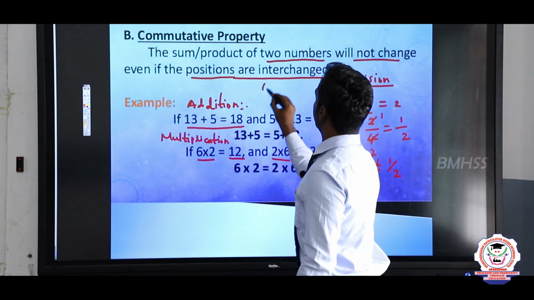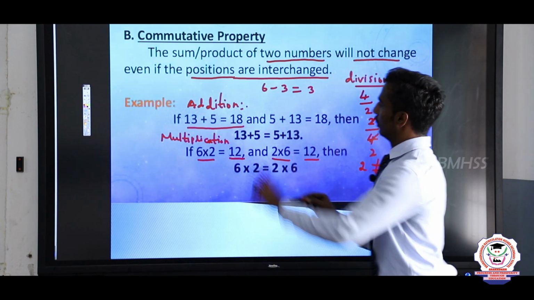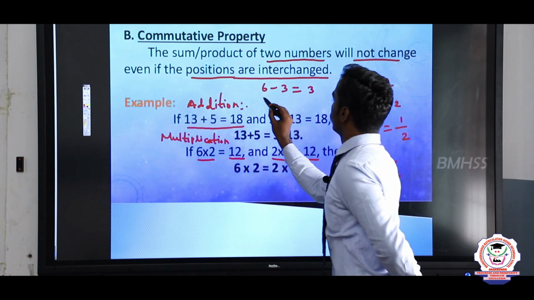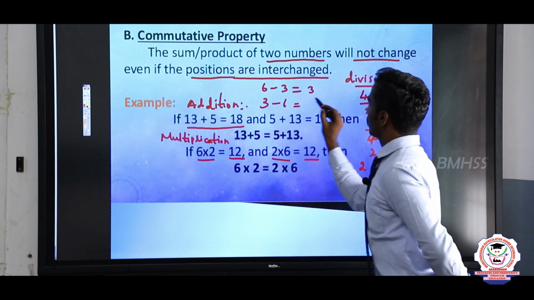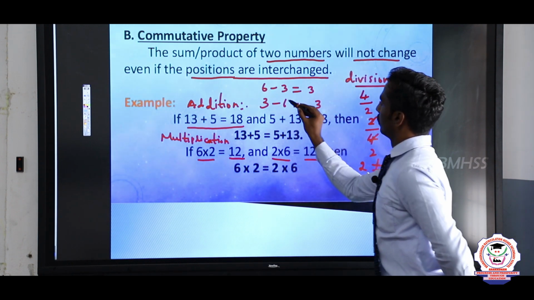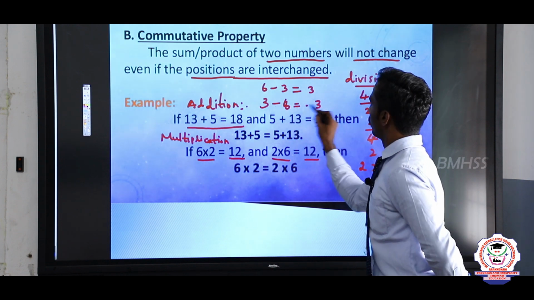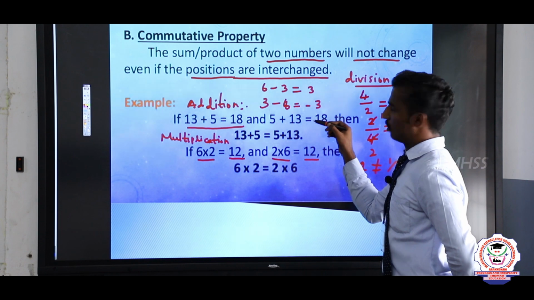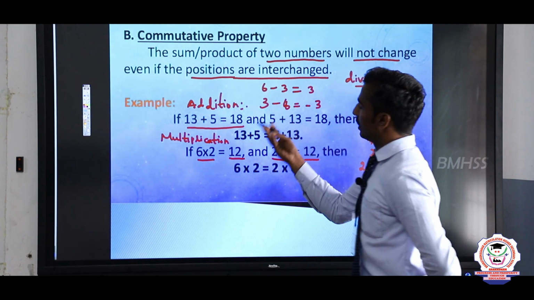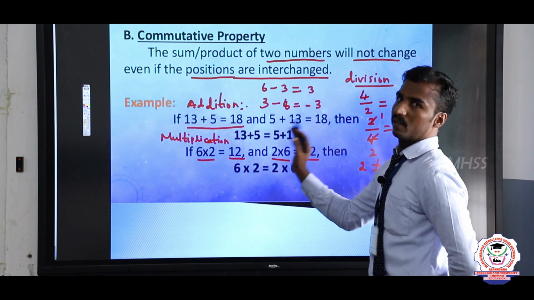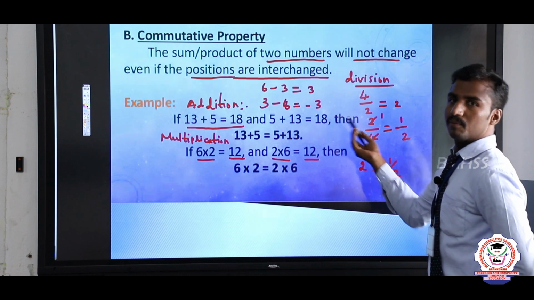Subtraction, 6 minus 3 equals 3. Interchange these two numbers: 3 minus 6. The highest number is 6 and that sign is minus, so minus 3. 3 is not equal to minus 3. So for the commutative property, addition and multiplication are possible, and division and subtraction are not possible.